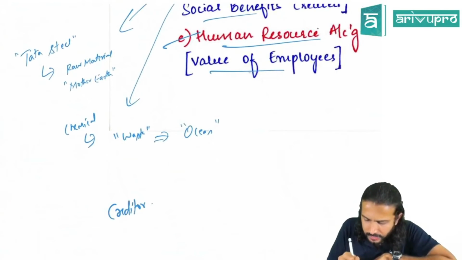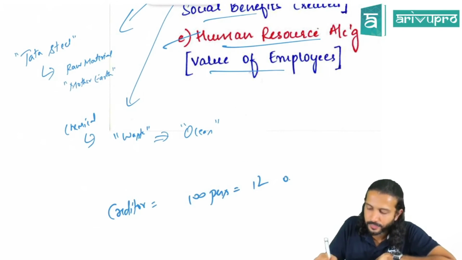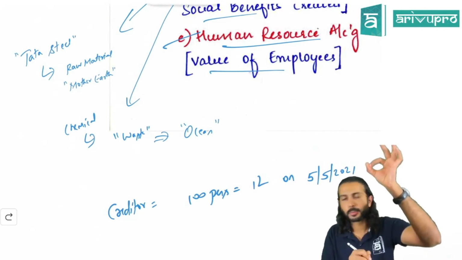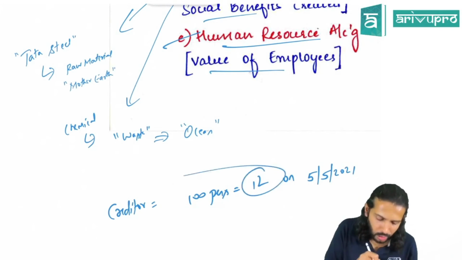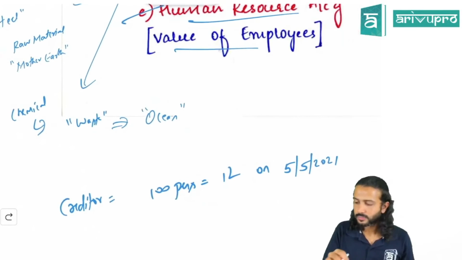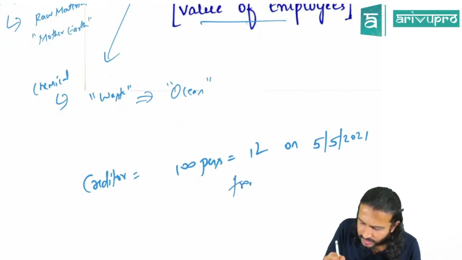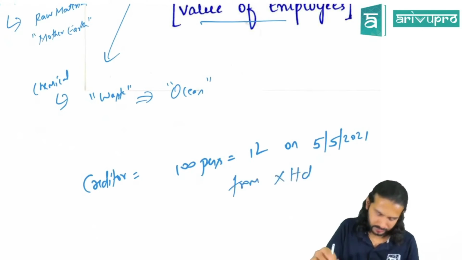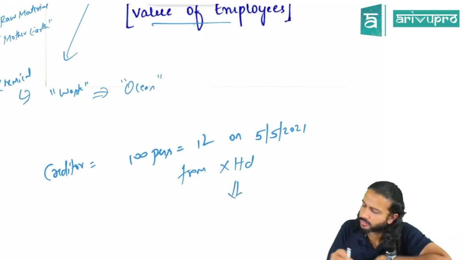What is a creditor? Let us say I purchased 100 pens whose value is 1 lakh rupees. I purchased this on 5th May 2021, let's say from X Limited, one company known as X Limited. I purchased my pens from this particular company.